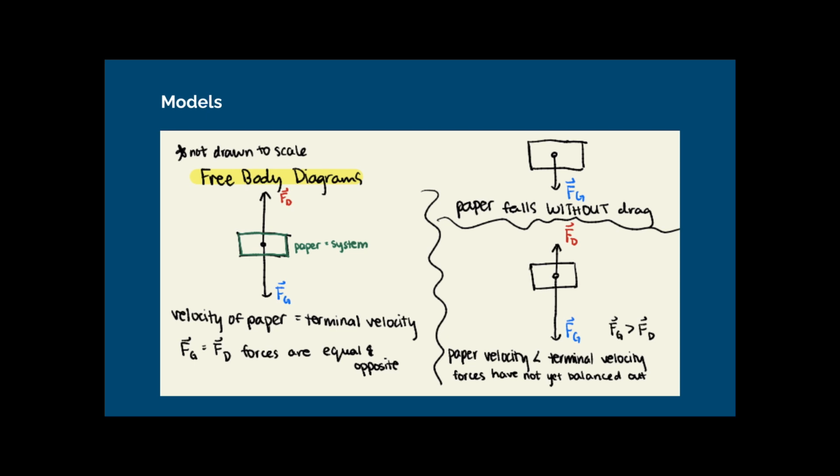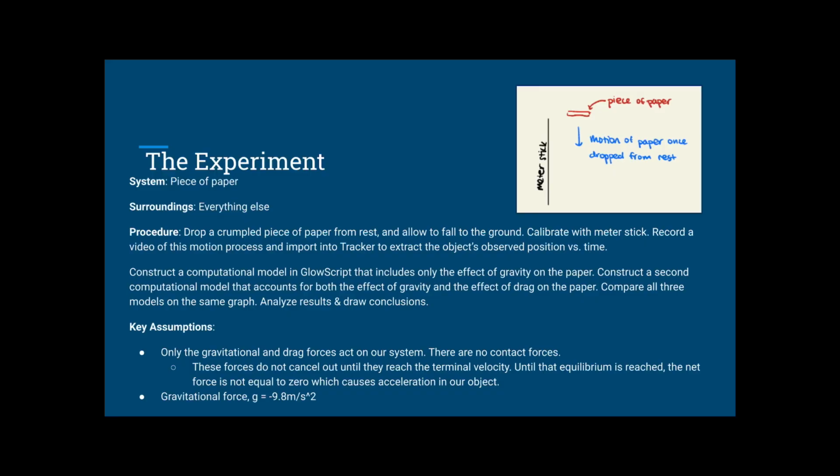Then we constructed a computational model that includes only the effects of gravity on the paper. We constructed a second computational model that accounts for both the effects of gravity and the effects of drag on the paper. Then we compare all three models on the same graph. Finally, we will analyze results and draw conclusions.